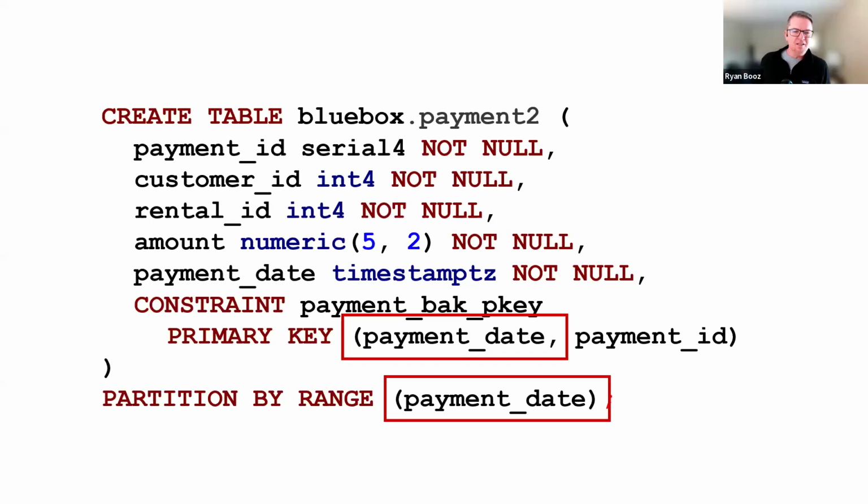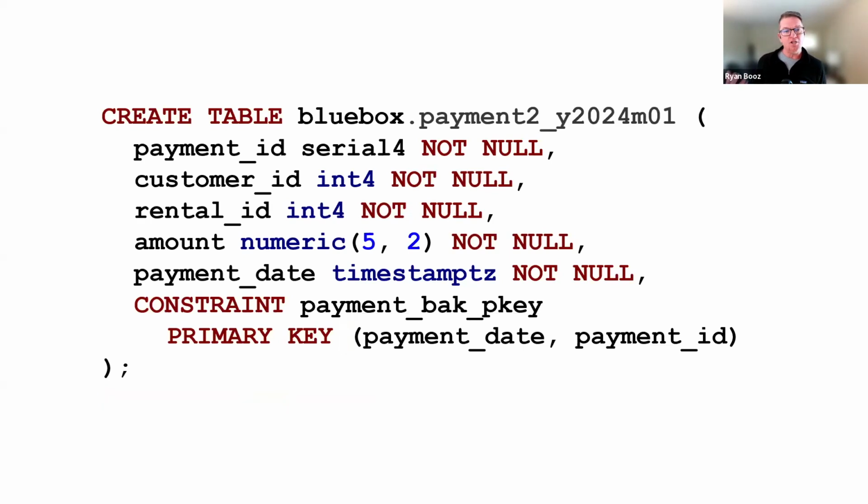Now, do I need payment ID in this table? Probably not. I could do it other ways, but just to show you, if you have that uniqueness, that constraint in some way, the partitioning column must be part of it. You'll get an error if it's not, and so you'll be reminded. So then once I create that table, I have to create partitions.